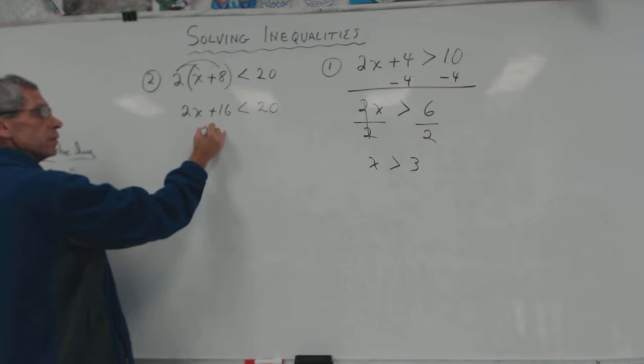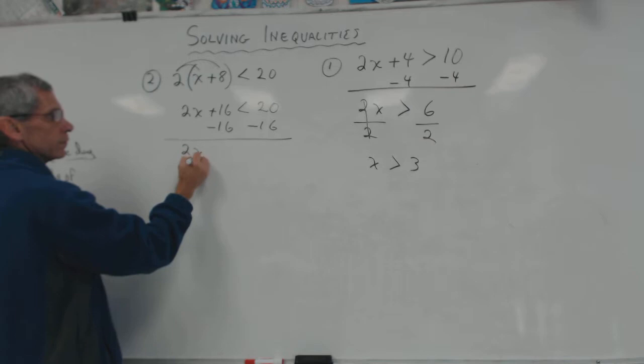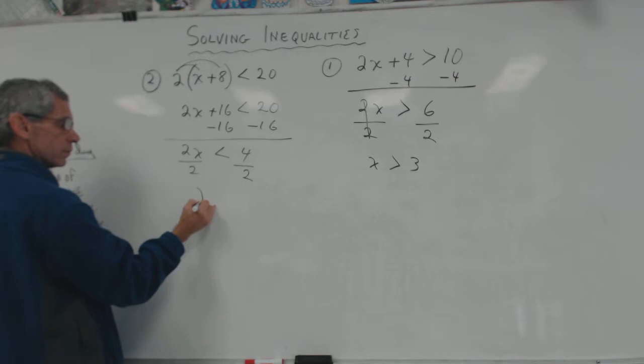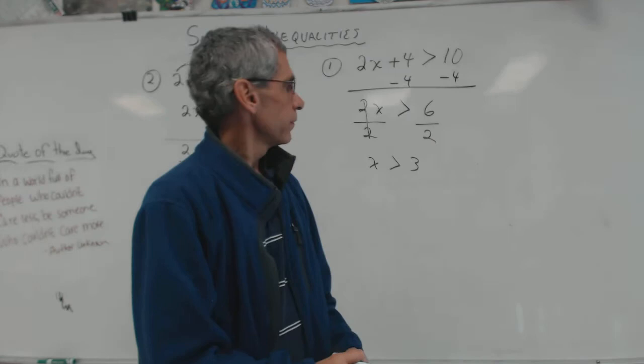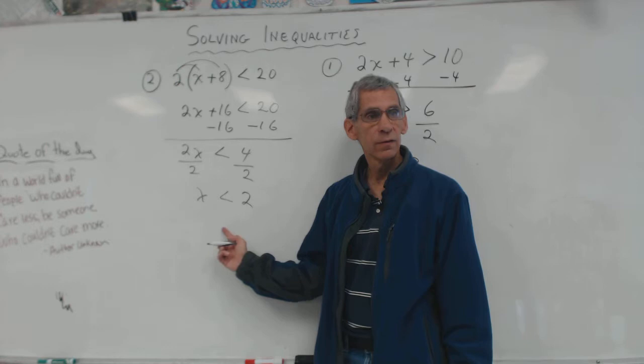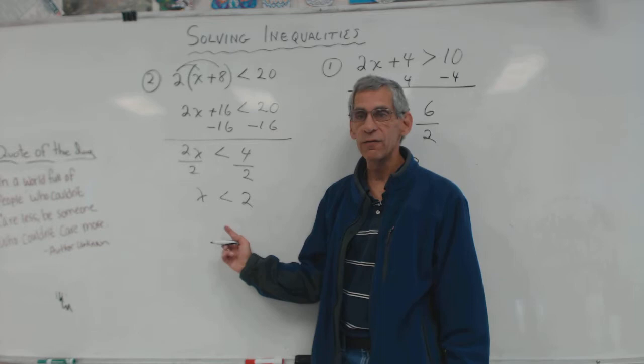Then you take away the 16. Subtract 16. 2x is less than 4. You divide 2, divide by 2. X is less than 2. X is less than two. All right. So is 5 a solution to this one? No. 5 is not less than 2. Is 0 a solution to this? Yes. Is -4 a solution to this? Yes. Okay, good. Awesome. So yeah, this is cool.